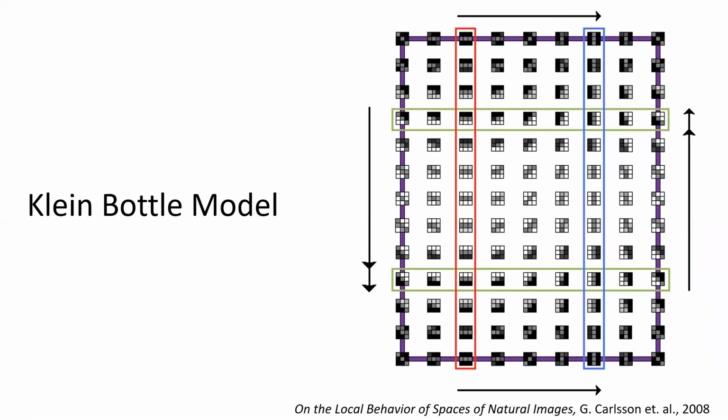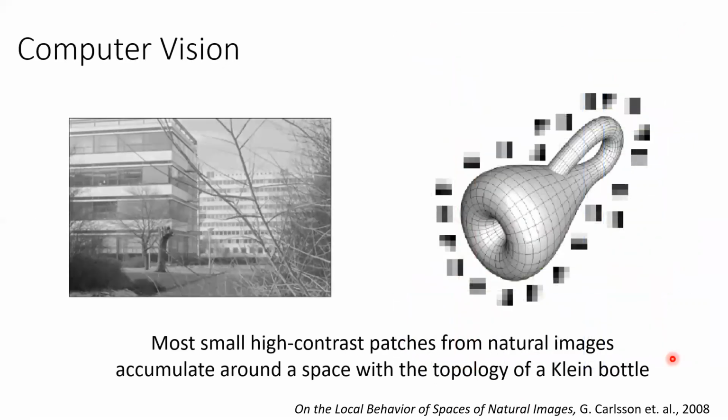So the conclusion of this 2008 paper is that most high contrast patches of small size, let's say 3 by 3, from natural images accumulate around this space with the topology of the Klein bottle. And the way this space was found was again by looking at the data, computing persistent homology, and finding a candidate space that would describe the homology that you're seeing.